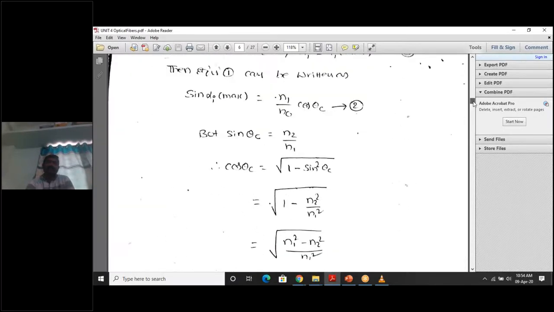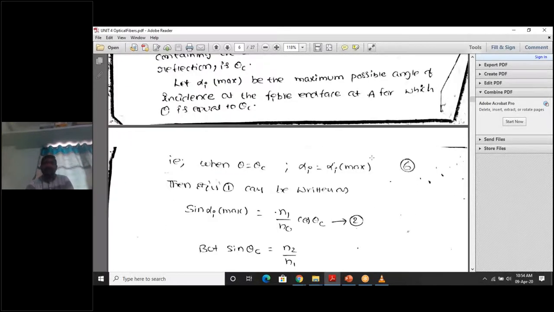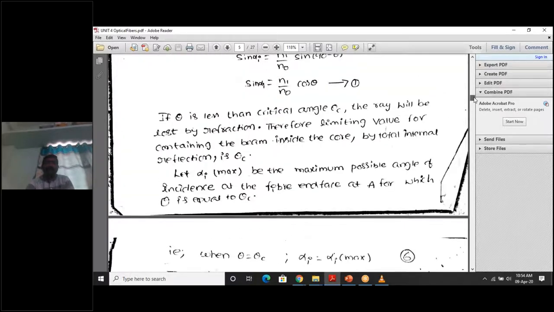You should be very, very careful. Already I introduced the topic. This is the crucial step. Here, to get the derivation for the acceptance angle, I am going to replace this angle of incidence alpha I with alpha I max, the maximum angle of incidence. And this theta, the angle of incidence, I am going to take as what?